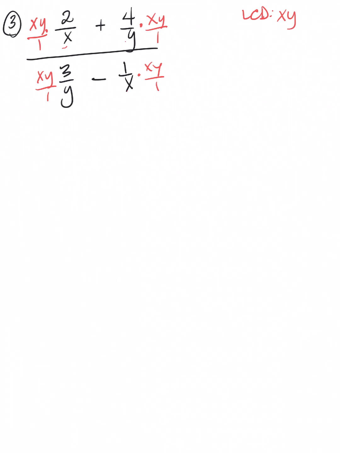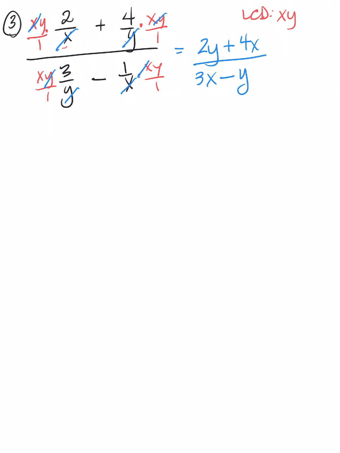All right, now let's see what cancels out. My x's cancel out here. That leaves me with 2y. The second term, the y's cancel out, plus 4x. On the bottom, those y's cancel out, so I have a 3x, and then minus, those x's go away, minus y. Look at that, it's simplified out.